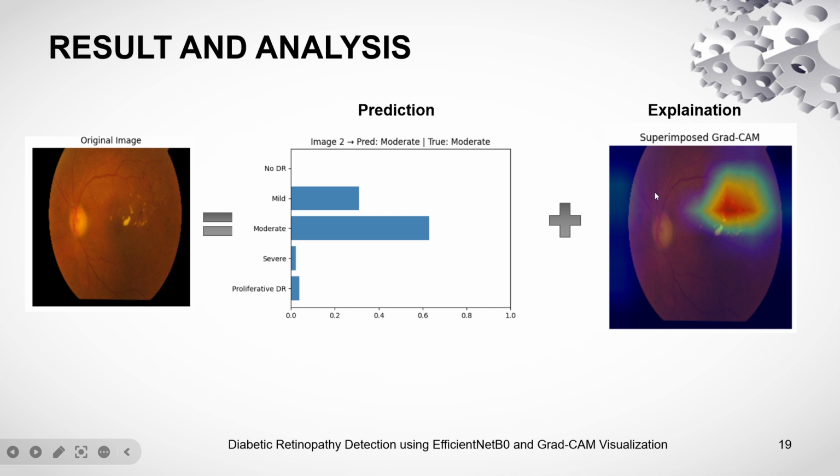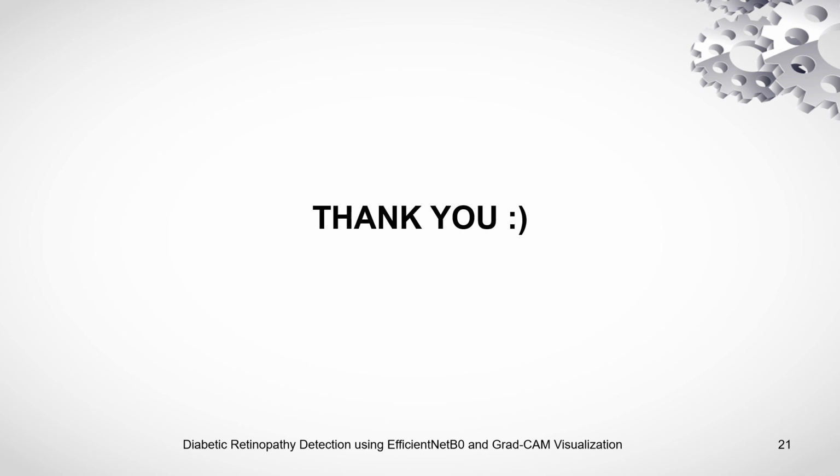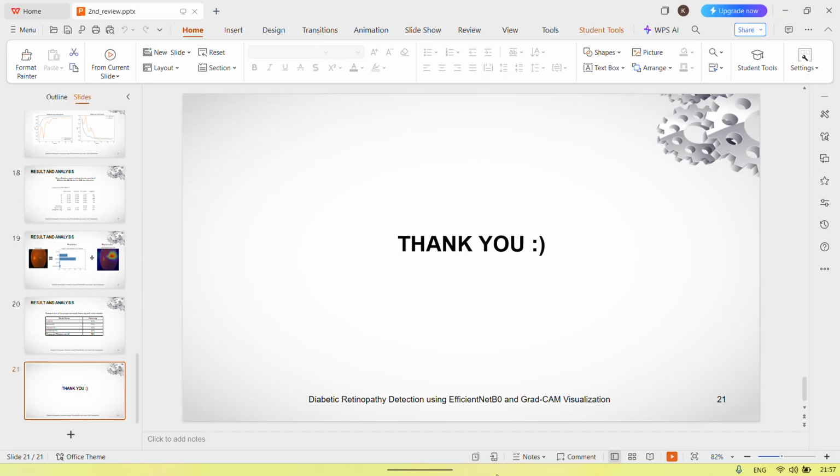This is a superimposed Grad-CAM. These are the areas that were responsible for the model to make this prediction. The red regions have more influence than the yellow, than the green. These are the regions responsible for my model's prediction. I've compared my proposed model accuracy with various other models. Mine is giving 76%. So let me explain the coding part.